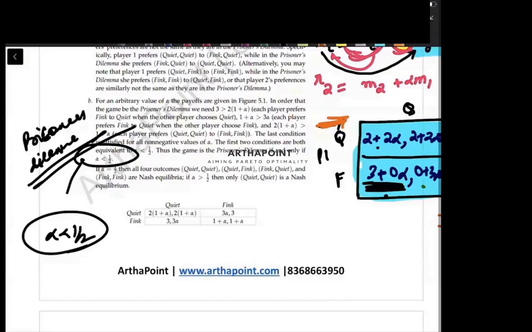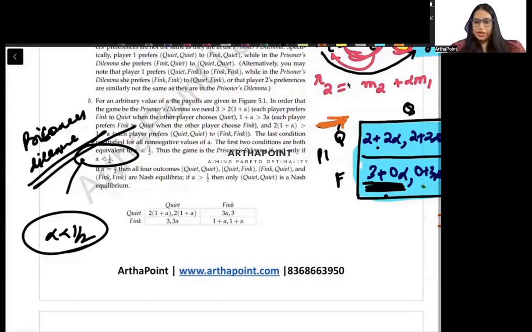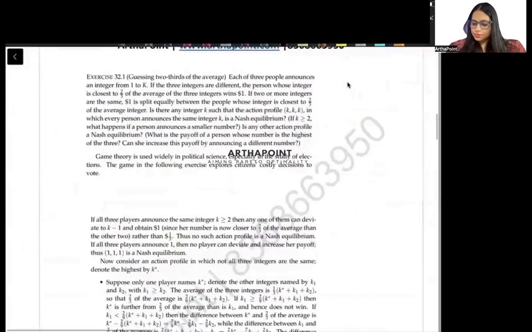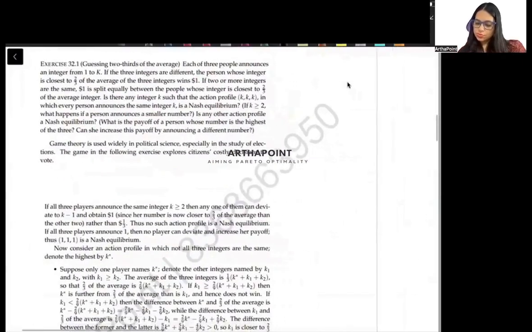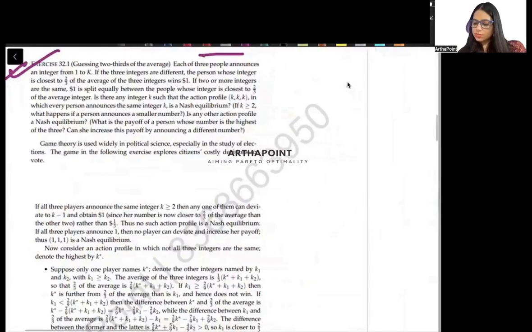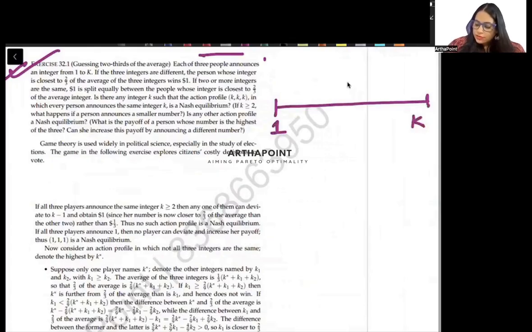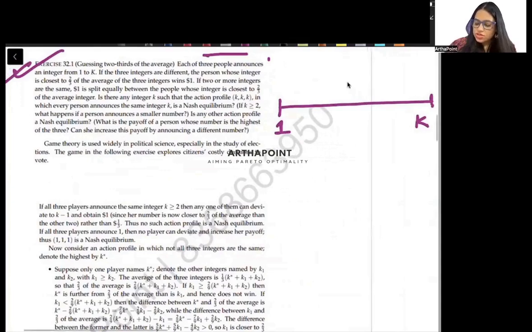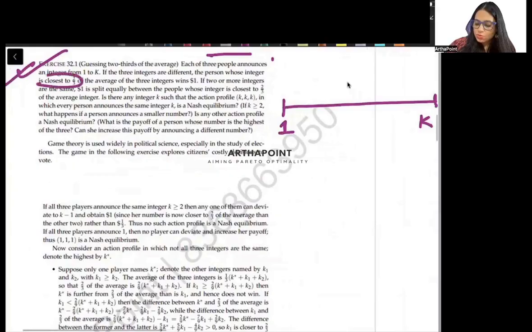Thank you. Now let us go ahead and take another question. Read out this question. Guessing 2/3 of the average. Suppose each of the three people announces an integer from 1 to k. You can announce any integer in between. If the three integers are different, the person whose integer is closest to 2/3 of the average wins.